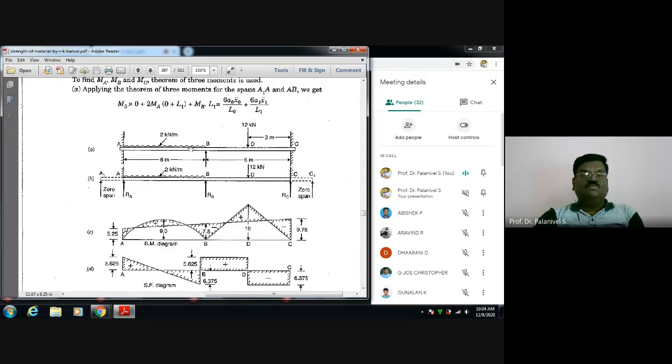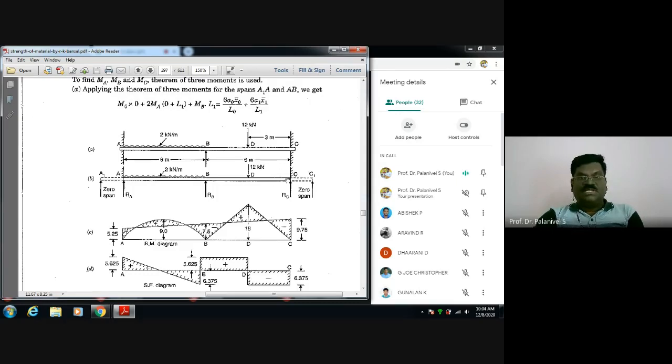Now, totally how many moments are there? At A a moment exists, at B also a moment exists, at C also a moment exists. Because why at A does a moment exist? It's a fixed end. It's not a simply supported end. That's why moment is there at A. Moment is there at B also. Moment is there at C also because it's a fixed end. There are three unknown moments. Okay, we want three equations. For that, what to do?